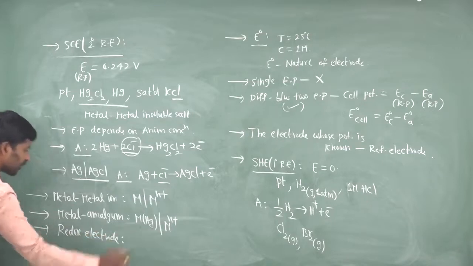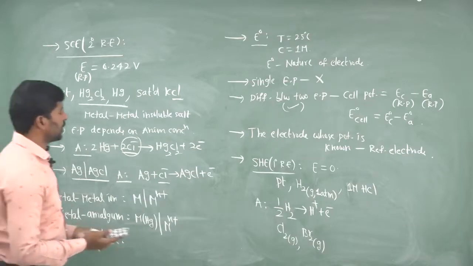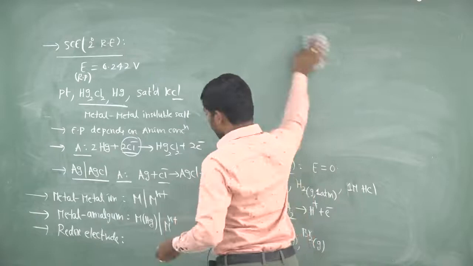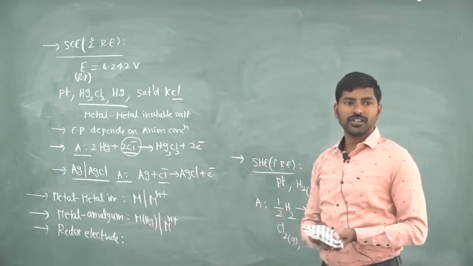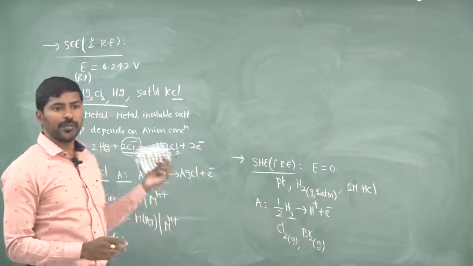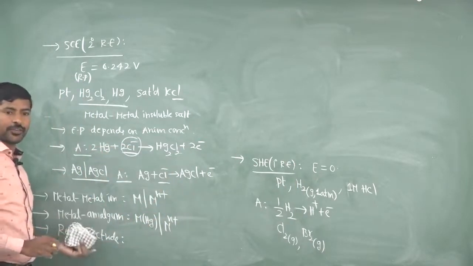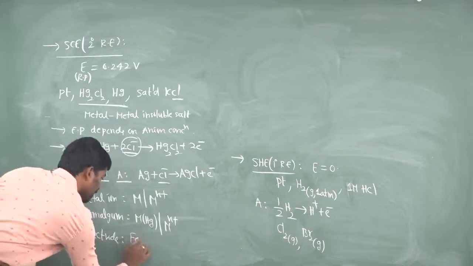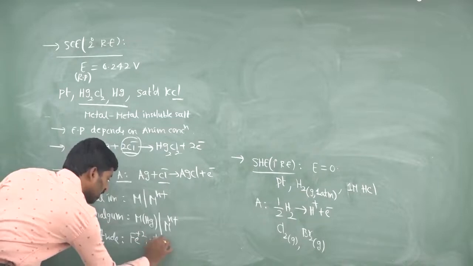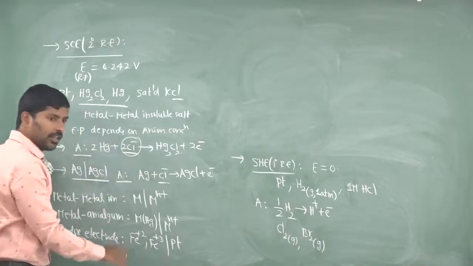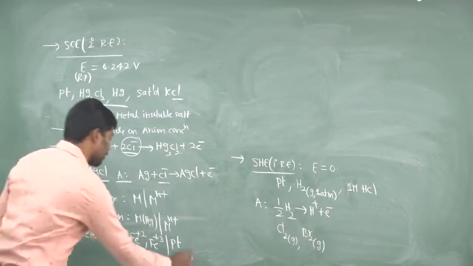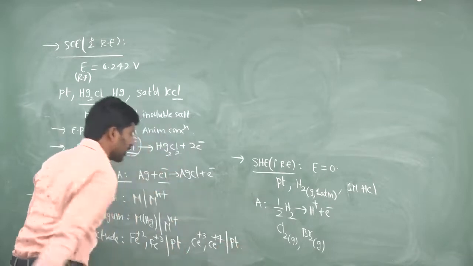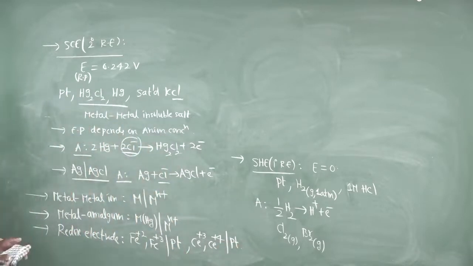Redox electrode. A redox electrode means it contains both oxidized and reduced forms of the same ionic species. If both oxidized and reduced forms of the same ionic species are present in the solution, that is called a redox electrode. For example, Fe plus 2 and Fe plus 3 both present in the solution, and platinum for electrical contact. This is an example for a redox electrode. Similarly, both cerium plus 3 and cerium plus 4 present, and platinum used for electrical contact. That is also an example for a redox electrode.